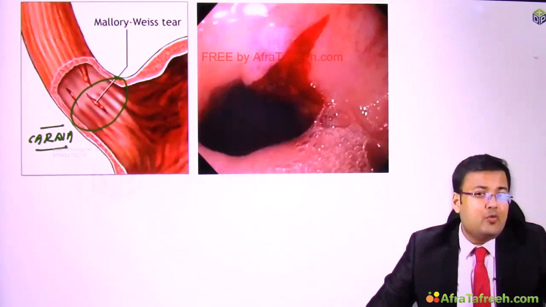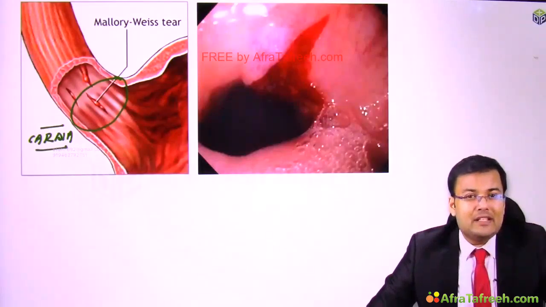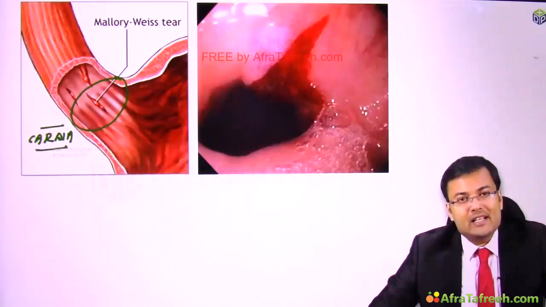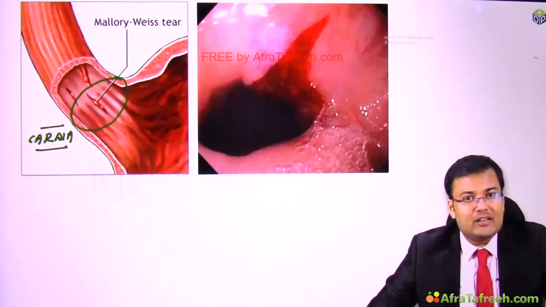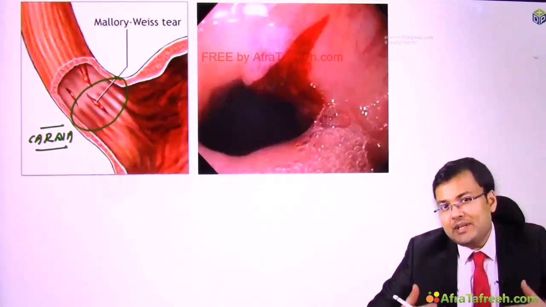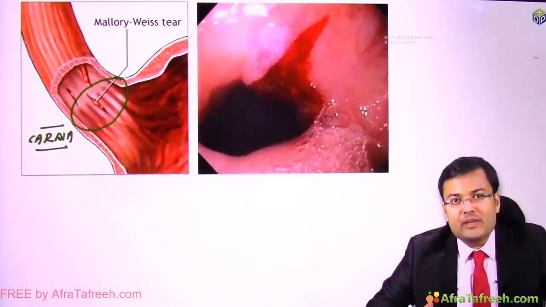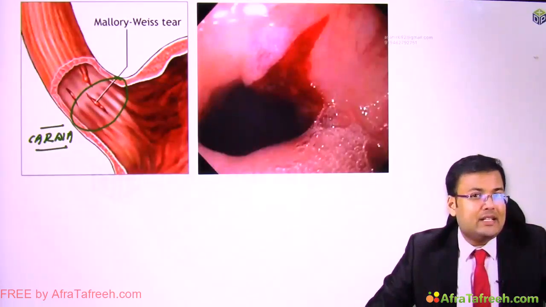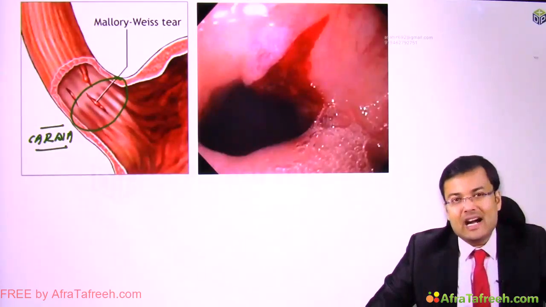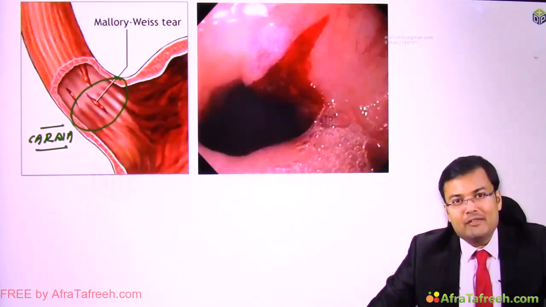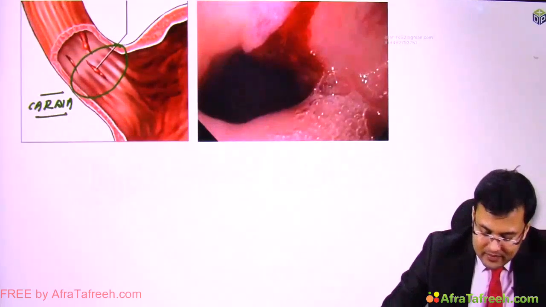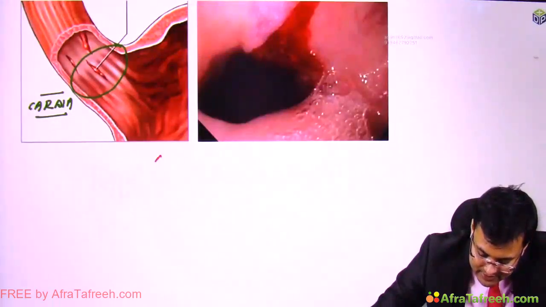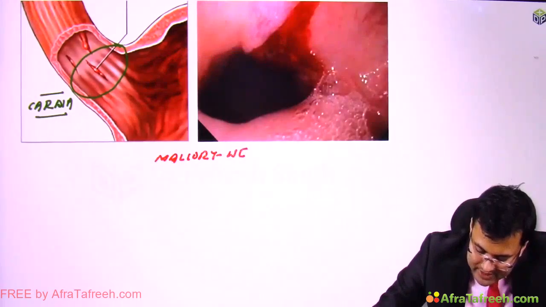Now see, in which case Mallory-Weiss syndrome is going to occur. Generally these patients are having repeated vomiting or forceful vomiting. Because of that, there is too much pressure in the stomach, and that's why there is a partial tear at the cardia. So one by one we are going to discuss the important points of this Mallory-Weiss syndrome.